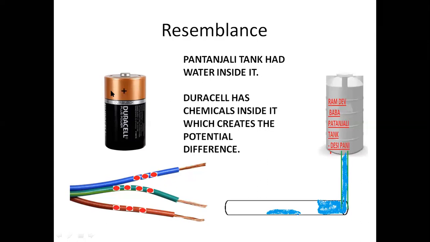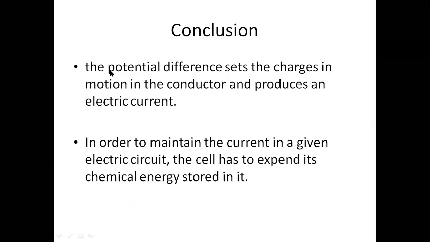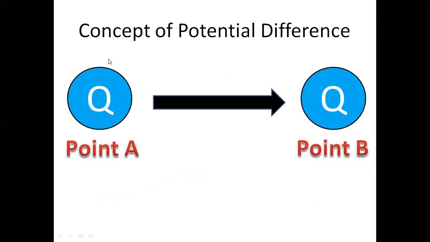Okay, so we got our answer to our question, why electrons flow: because there was an electrical pressure difference created by whom? Cell. That we know. So we'll go with the next point now. Now focus on this. Suppose there is a charge Q present on point A. I want to move the charge which is present on point A towards point B.